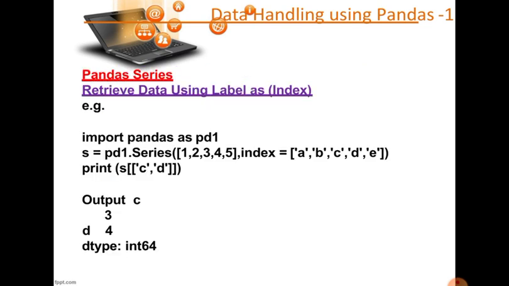Pandas Series: retrieve data using a label as index. Example: import pandas as pd1. s = pd1.Series([1, 2, 3, 4, 5], index=['a', 'b', 'c', 'd', 'e']), print(s[['c', 'd']]). Output: c 3, d 4, dtype int64.